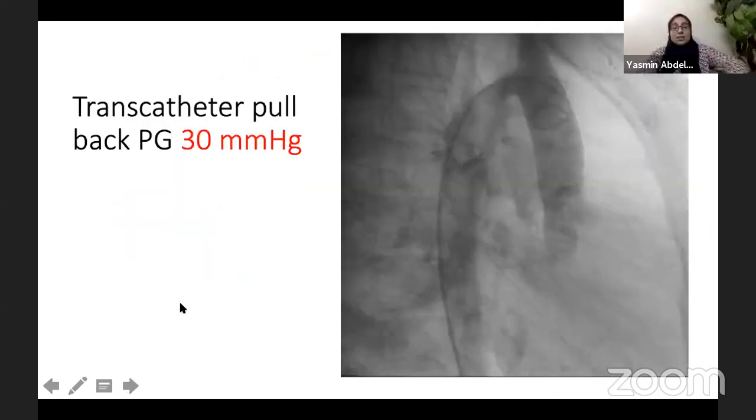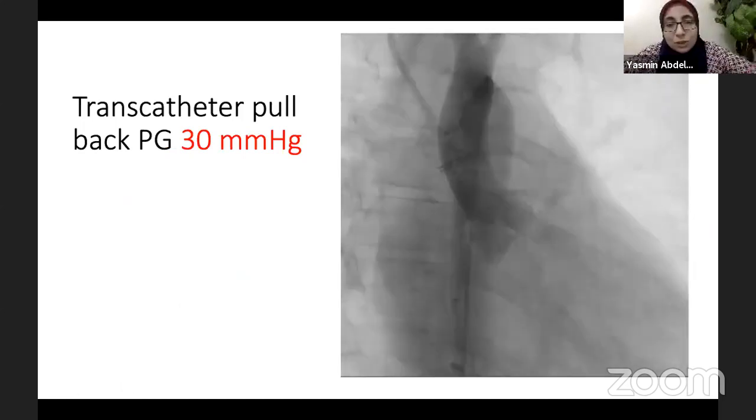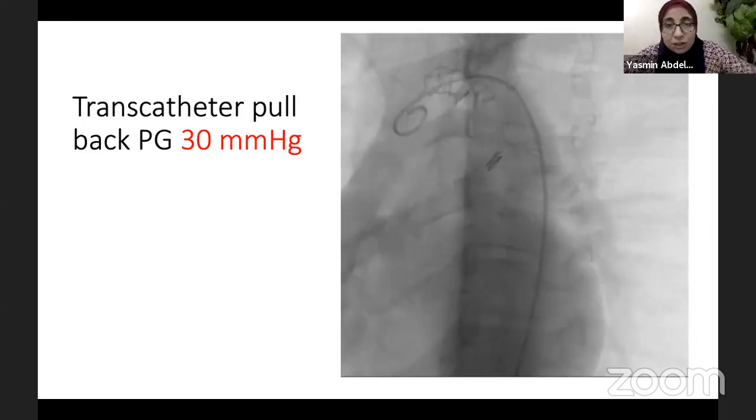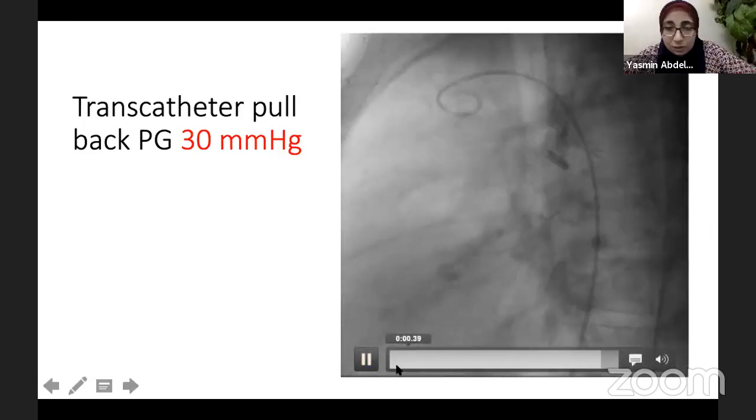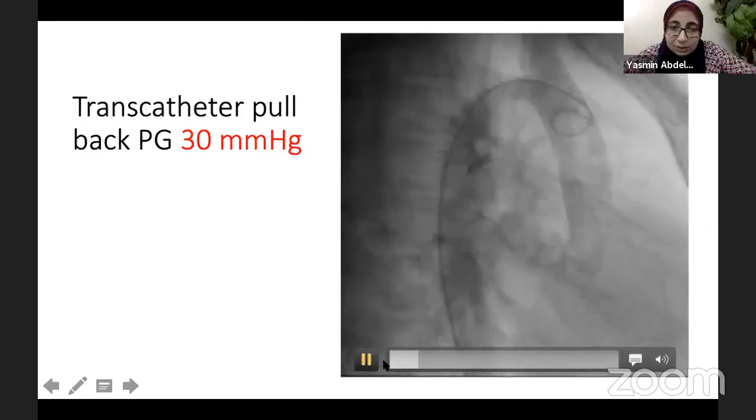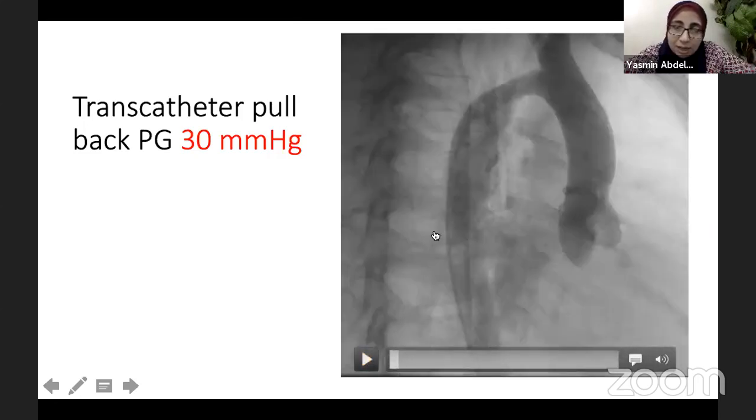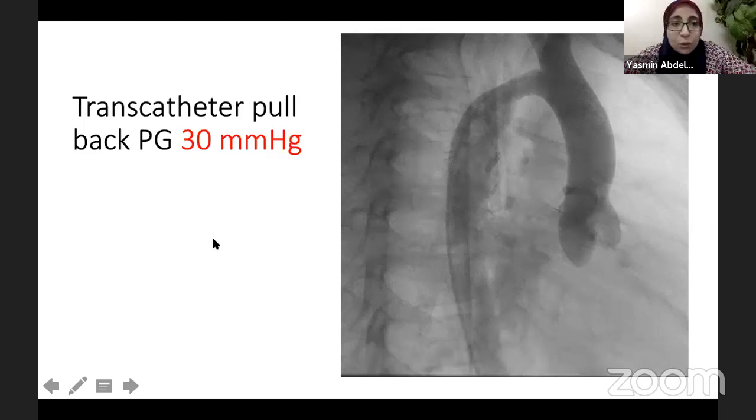Okay, that is what we saw when we took the patient to our cath lab. This is a rotational angiography. I'll stop it here to see. You can see how much the aortic arch is narrowed, with post-stenotic dilatation of the descending aorta, with a transcatheter pullback pressure gradient of 30 millimeters of mercury, which is significant in the measurement of the pressure gradient across the aortic coarctation inside the cath lab. A pressure gradient of more than 20 is significant and is an indication for intervention.